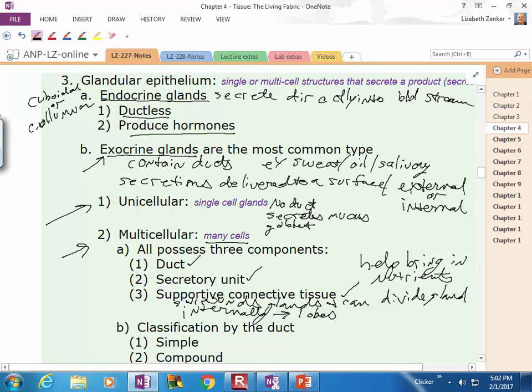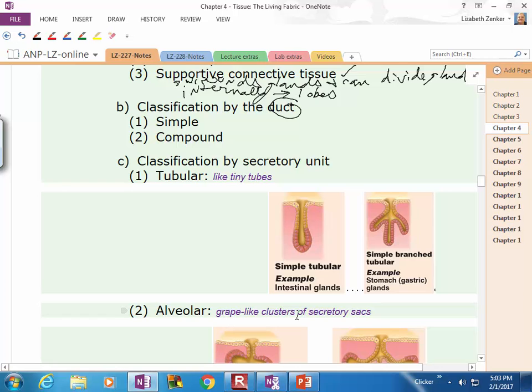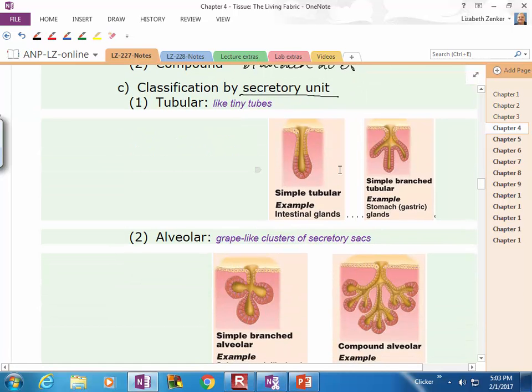So we will classify them by the actual duct. We can have simple, which means it's a single unbranched duct. If it's compound, it means it's a branched duct. And we can also classify it by the secretory unit. So that would be tubular, alveolar, or tubulo-alveolar.